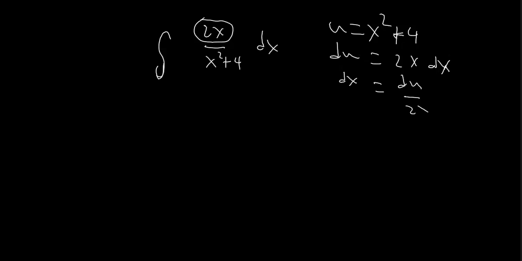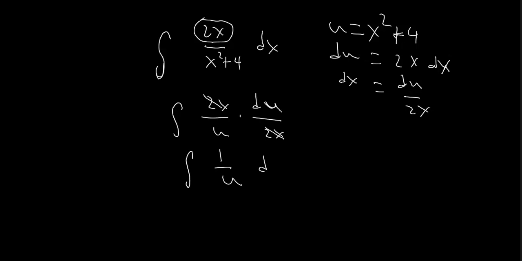Okay, so that, and then 2x over u, right? Because u is x squared plus 4. And then du over 2x. Now we have a unique thing here. We can cancel out 2x, right? 2x here. So then we can rewrite the integral as the integral of 1 over u du.